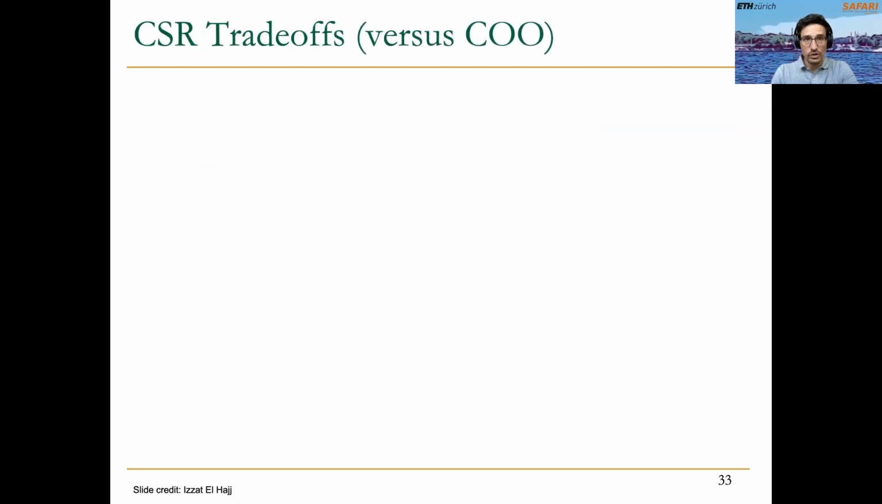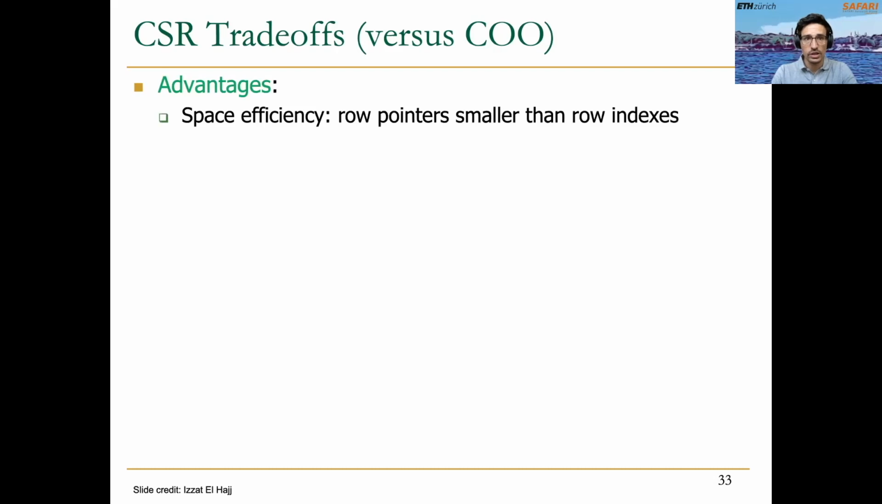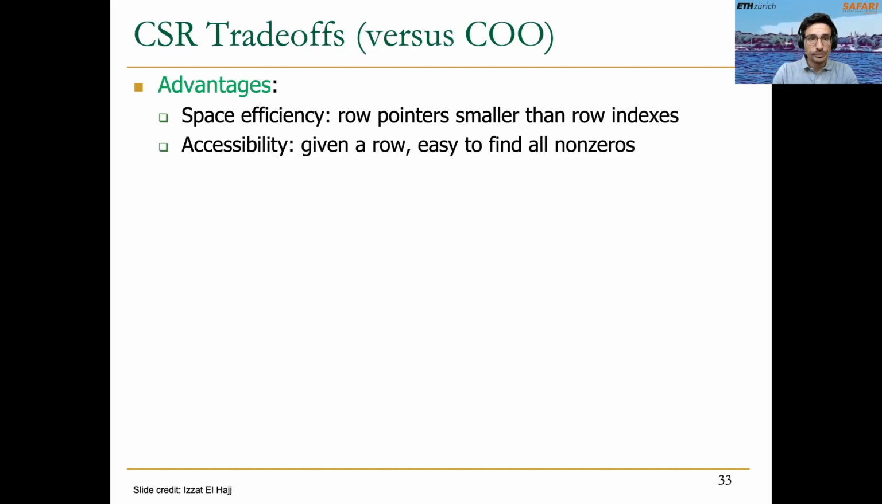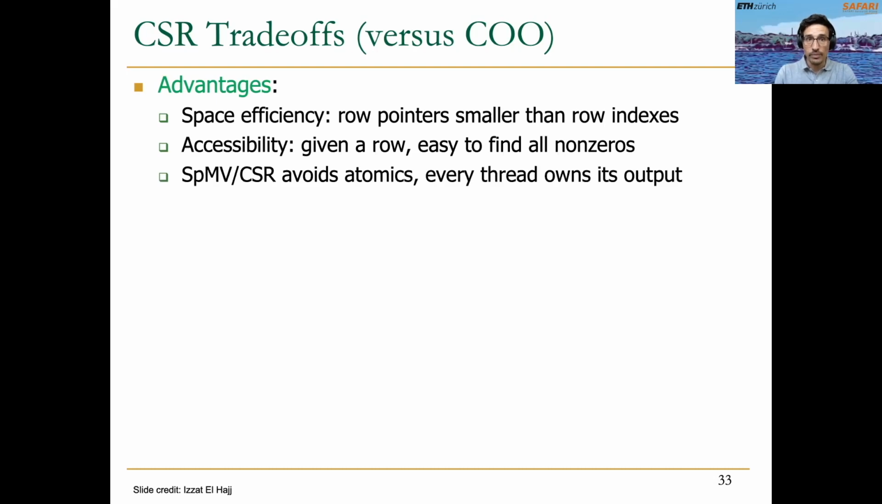So trade-offs of CSR versus COO. In terms of advantages, there is more space efficiency because row pointers are smaller than row indices. We just need to keep one pointer per row. In terms of accessibility, given a row it is easy to find all non-zero elements. It's possible to avoid atomic operations, as I mentioned before.